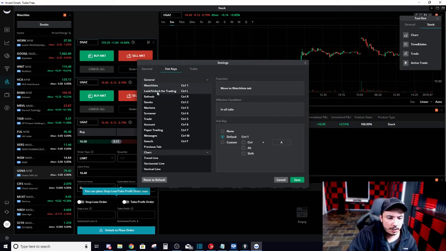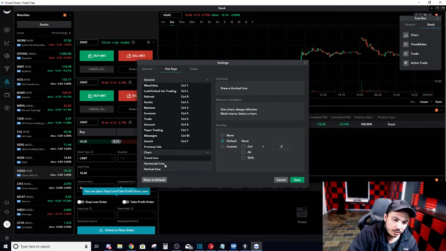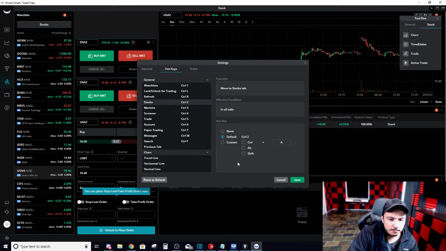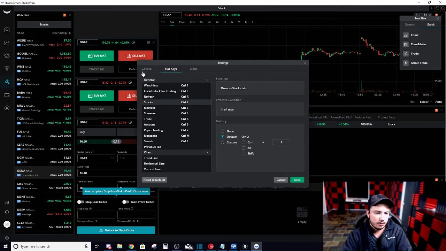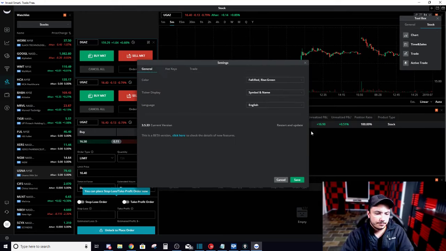Lock, unlock, Control L, watch list, paper trading, messages, trade tab, move to trade tab. So Control 5 makes you move to the trade tab. Let's say you're searching something else, Control 5. You can also create some other stuff: trend line, vertical line, horizontal line, search, stocks, move to stocks tab. So there's a few hotkeys. I wish they had one for buy, but they don't. However, there are the hotkeys, general information right over here, and that's basically how you can set it up.